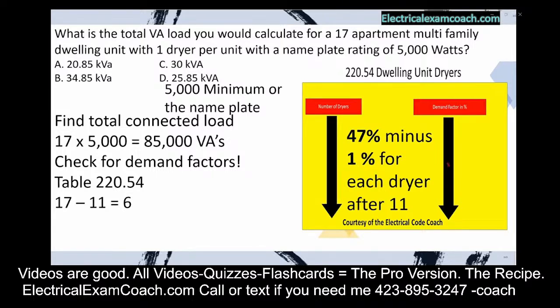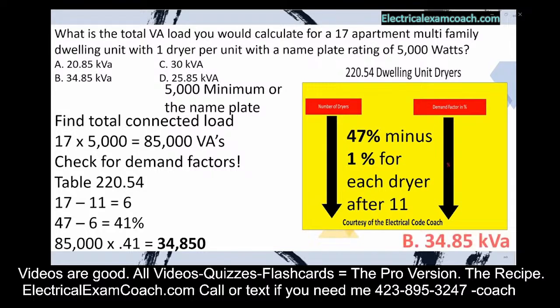What this code is stating is that 47% was our base multiplier, and then what we're going to do is minus 1% for each one that we are past 11. We were 6 past 11, so we're going to take our 47% base minus 6, and that's going to give us a new demand factor of 41%. Now, all we have to do is multiply. We take our original load multiplied by 0.41, and that gives us a new reduced load of 34,850 VAs. And we're going to select B. Great job.